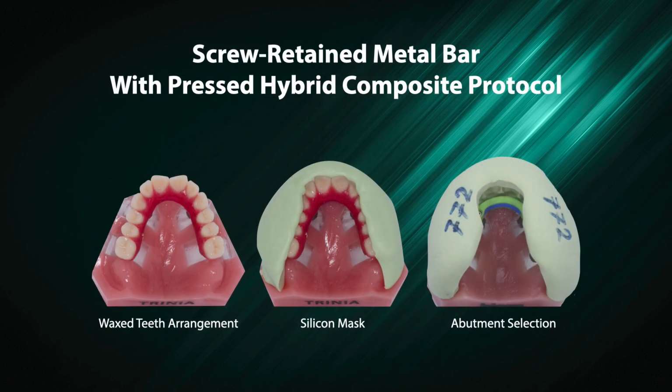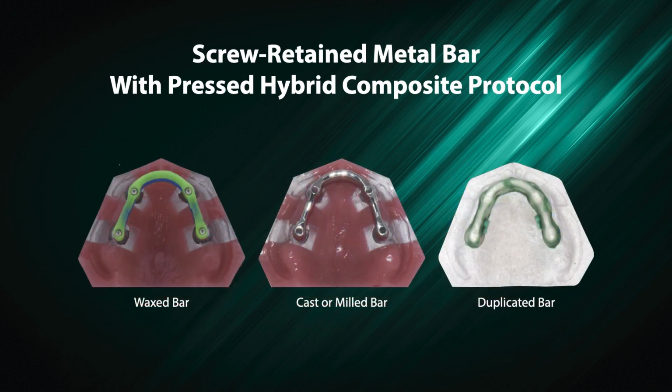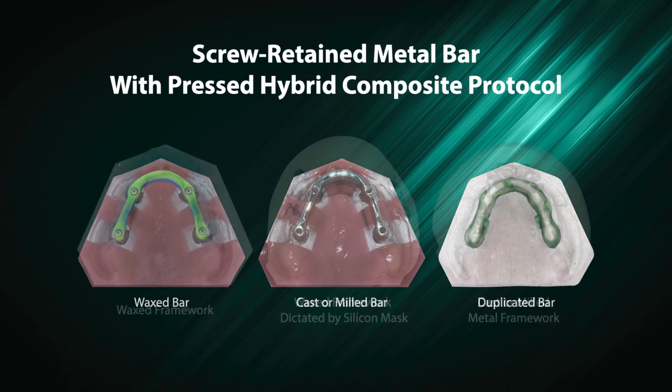Screw-retained metal bar with pressed hybrid composite protocol. From left to right is a waxed teeth arrangement, a silicone mask, and abutment selection. From left to right is a waxed bar, a cast or milled bar, and a duplicated bar.